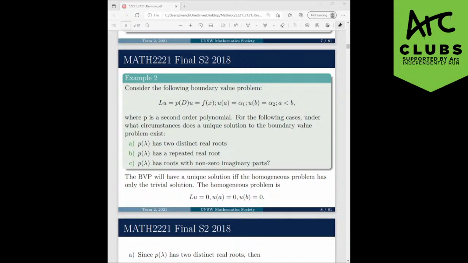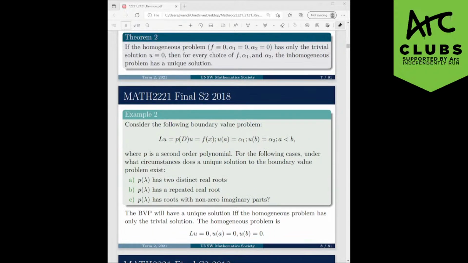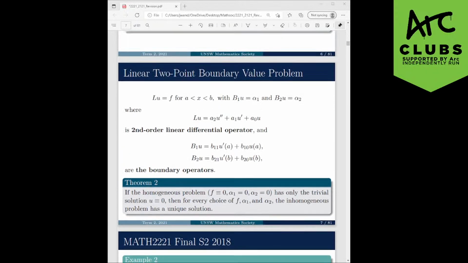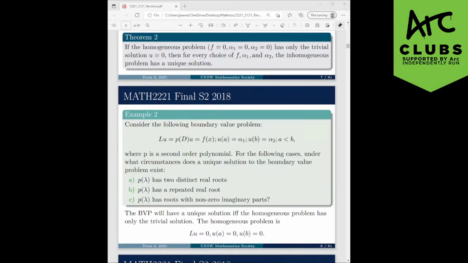For the following cases, for what circumstances does a unique solution to the boundary value problem exist if P of lambda has two distinct real roots, P of lambda has a repeated real root, P of lambda has roots with non-zero imaginary parts. Alright, so going back up to here, you'll see that if you can prove the homogeneous problem only has a trivial solution, then you'll know that this inhomogeneous problem has a unique solution, and that's what you're going for here, a unique solution to the boundary value problem.